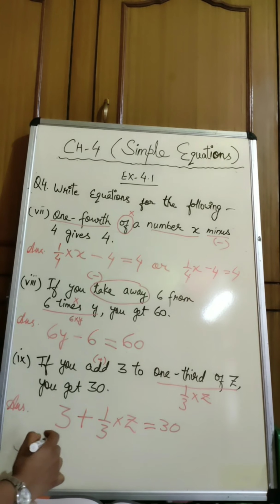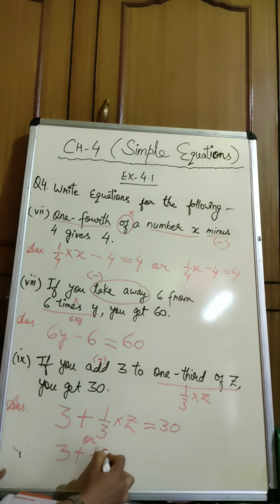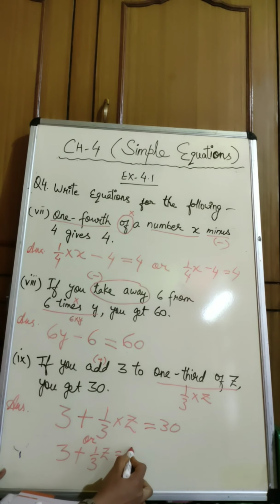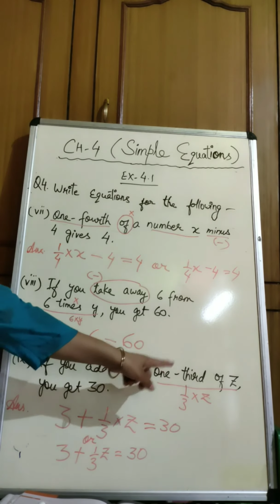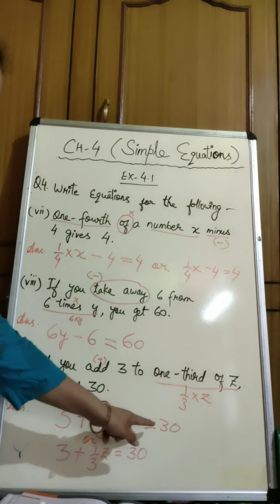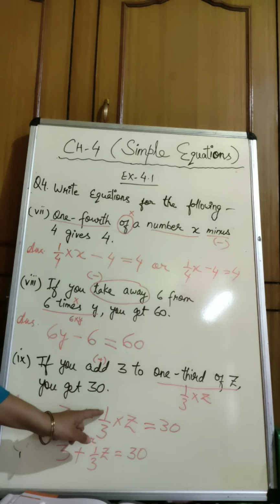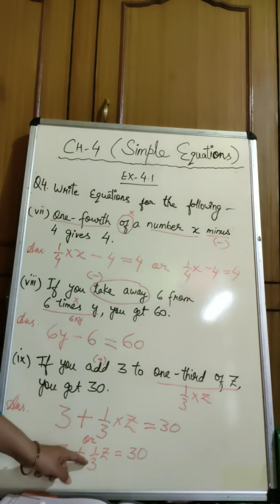Or we can write it as 3 plus 1 upon 3z is equal to 30. So if you add 3 to 1/3 of z, you get 30, or we can write it as 3 plus 1 upon 3z is equal to 30. 1 upon 3 into z is same as 1 upon 3z. Okay, so I hope all these parts of question number 4 are clear to everyone.